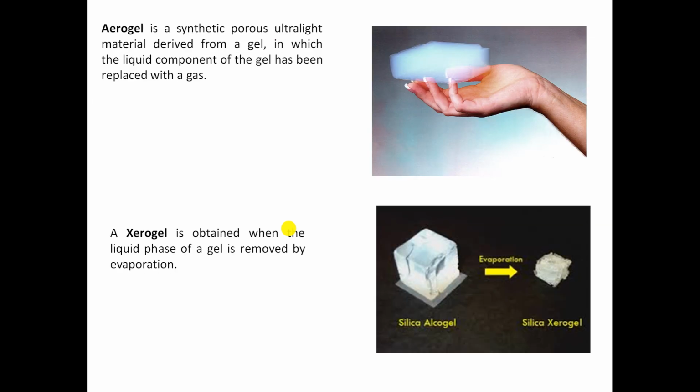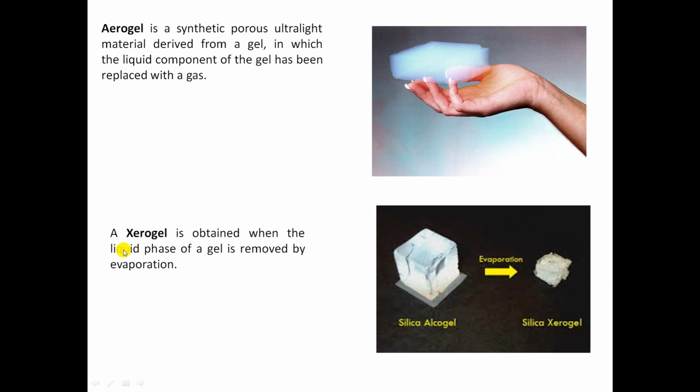Now we are going to discuss the aerogel. Aerogel is a synthetic porous ultralight material derived from the gel, in which the liquid component of the gel has been replaced with gas. Because of this, it is lighter in weight and looks transparent.